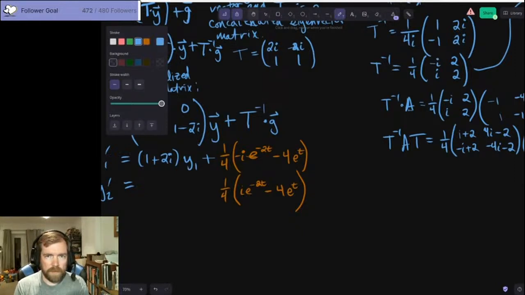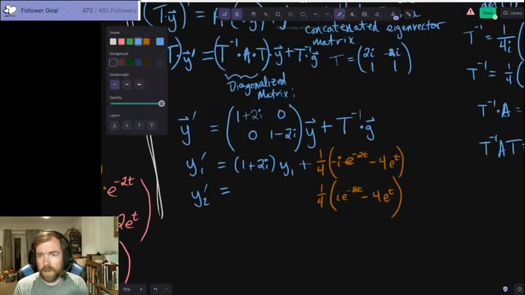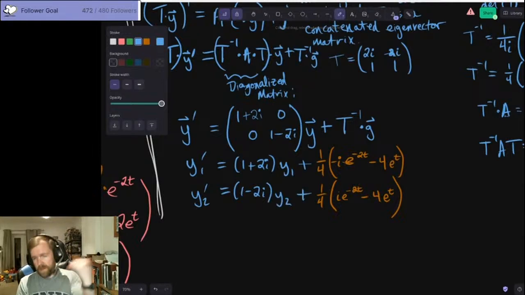Okay, right. And the second equation is going to be 1 minus 2i times y2 plus a quarter of all that stuff we found earlier. Okay. With all of that, what do we have here?